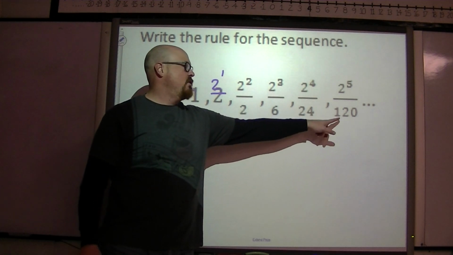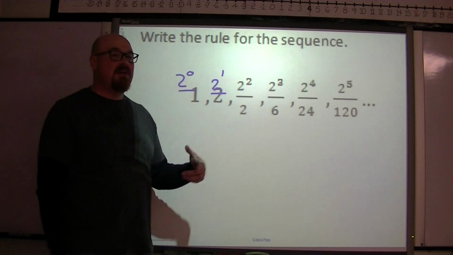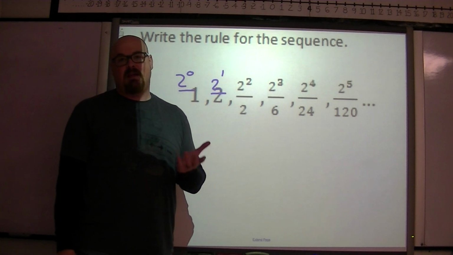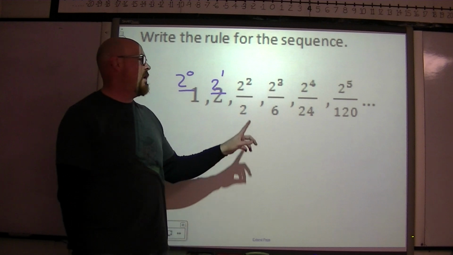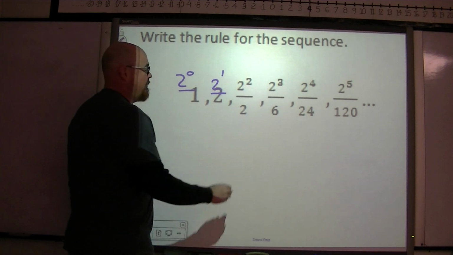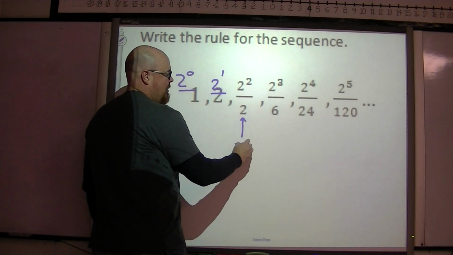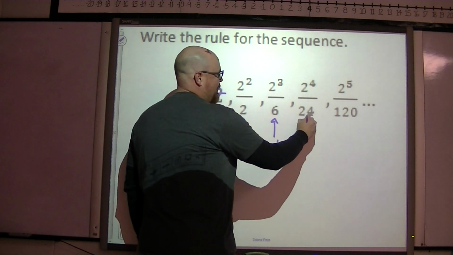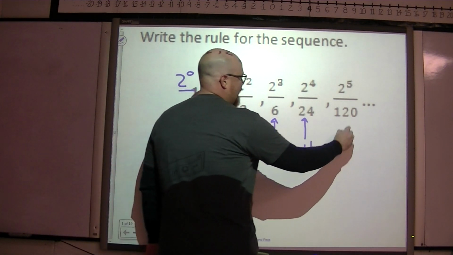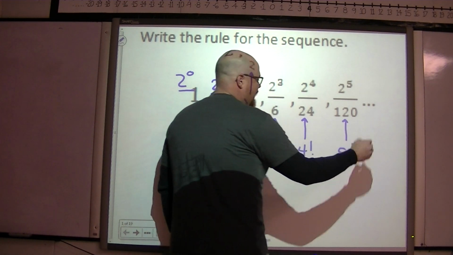Look at these numbers, 120, 24, 6, 2. These are numbers that are probably not as familiar to you as some of the powers of 2 or some of the powers of 3, right? I'll ruin the ending for you. This is 2 factorial. This is 3 factorial. This is 4 factorial. This is 5 factorial.